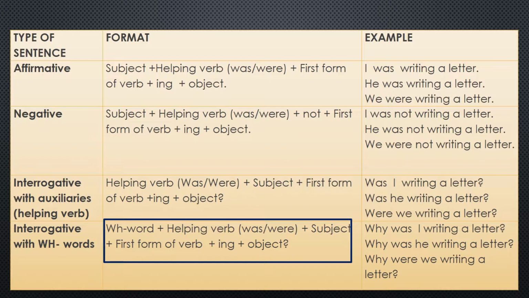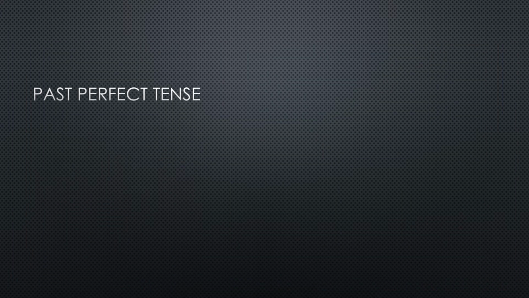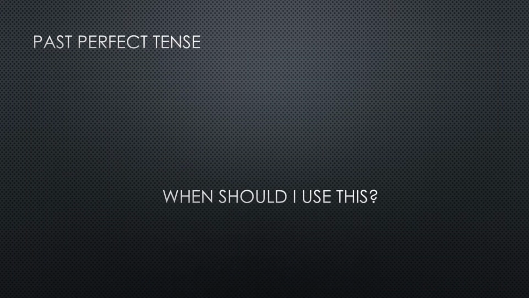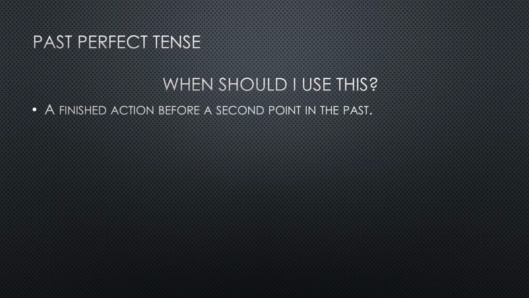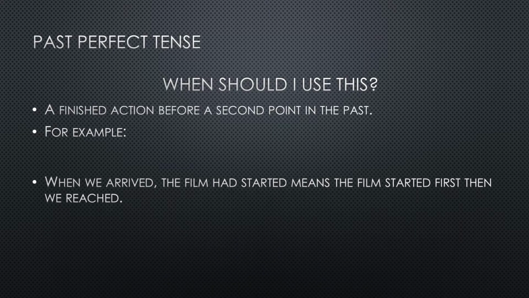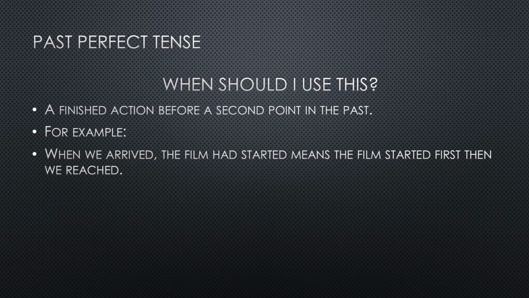The next kind of past tense is past perfect tense. When should I use past perfect? A finished action before a second point in the past. For example, when we arrived, the film had started, means the film started first, then we reached.